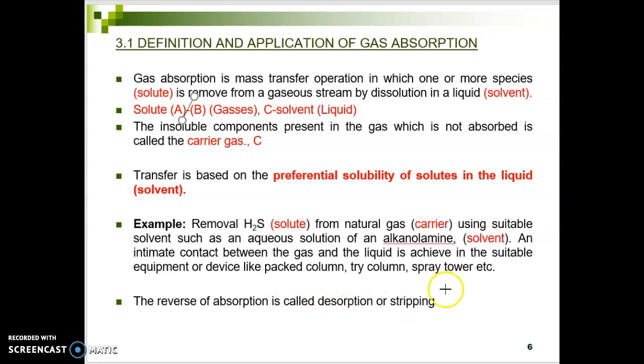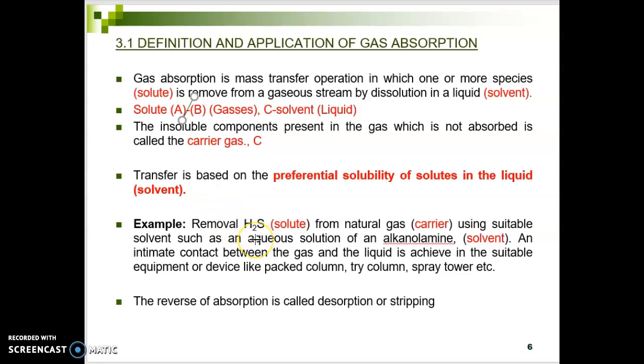So as the conclusion, in the absorption process there will be a mixture of gases A and B, and also another component C, which is your solvent. A and B are gases, and C is a liquid. The separation can occur because of the preferential solubility of solute A in the liquid solvent C.